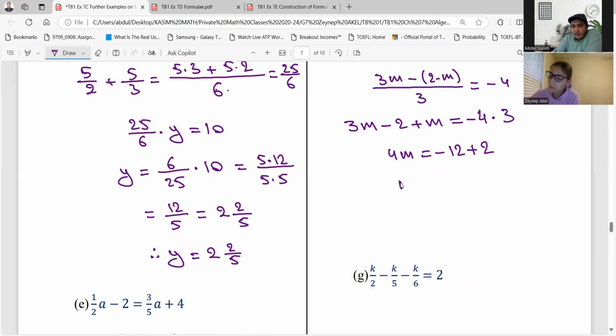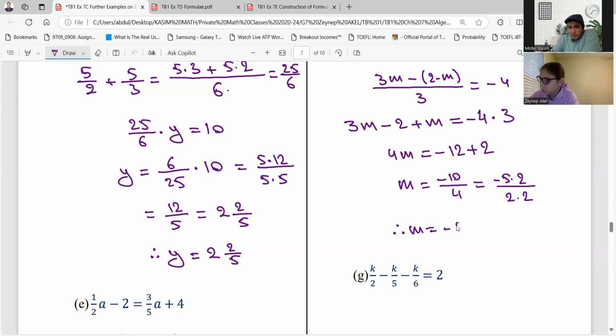Here we have m is equal to negative 12 plus 2, which is negative 10, divided by 4. And both numbers are divisible by 2, right? Negative 5 times 2, and this one is 2 times 2. So the final answer would be m equals negative 5 over 2, which is negative 2.5.